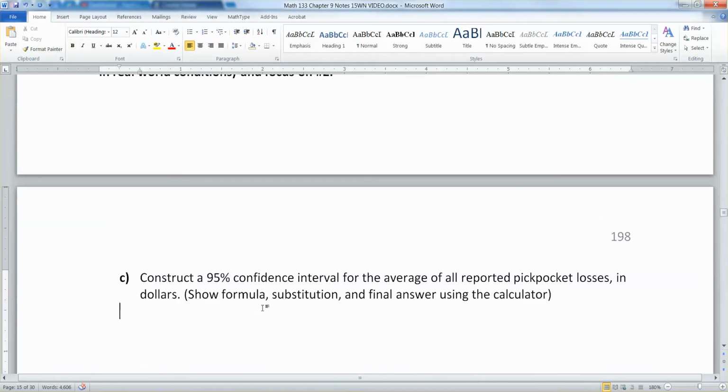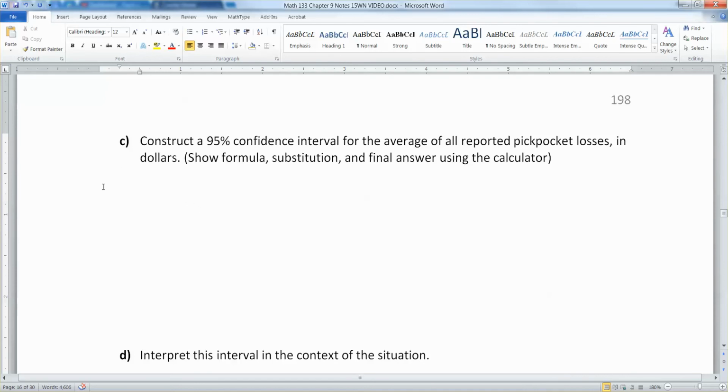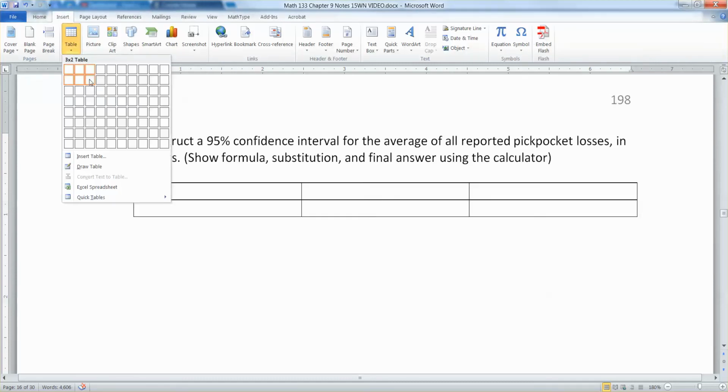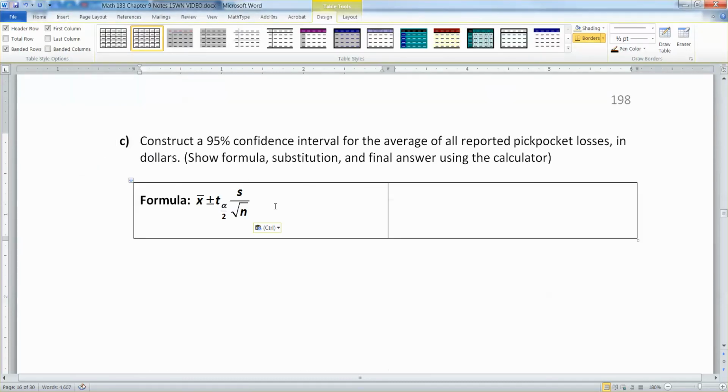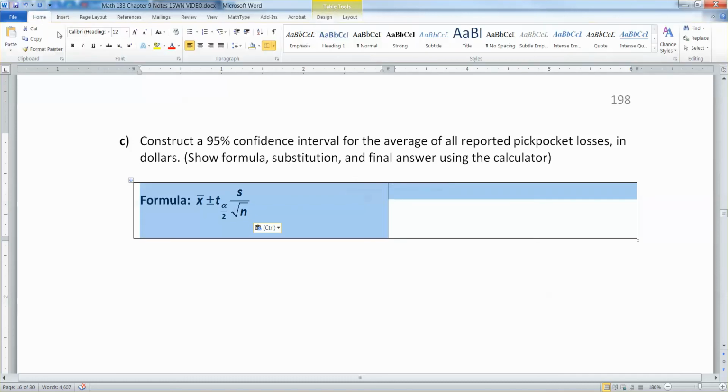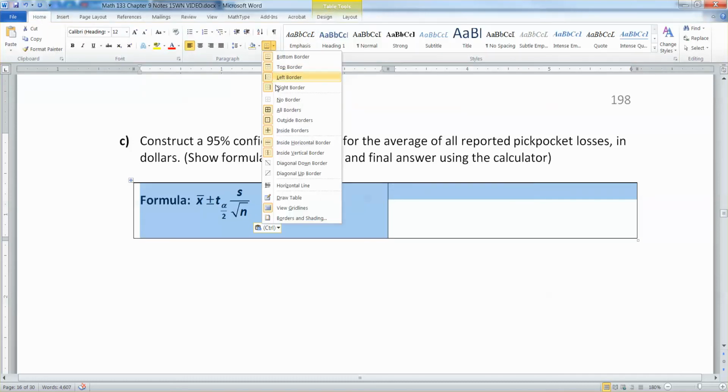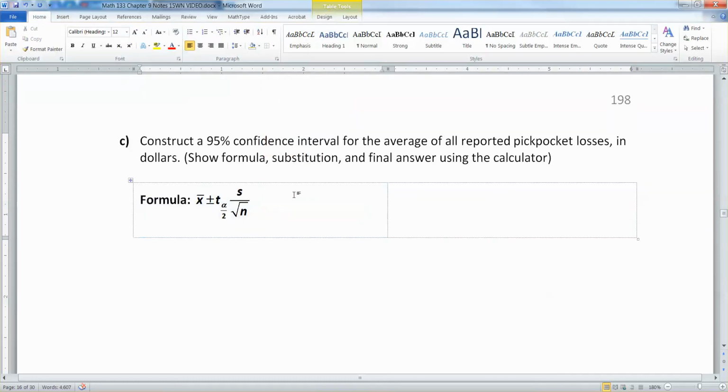All right, so now let's construct that confidence interval. We're going to have to show the formula, the substitution, all that stuff. It's going to take some work here. So we start with the formula. The formula is pretty straightforward. I'm going to make a table here because I'm going to have to do some work on the side. So we know the formula is x bar plus or minus t alpha over 2 times s over the square root of n. So you just write the formula, you've already got a point. The real work comes with the substitution.